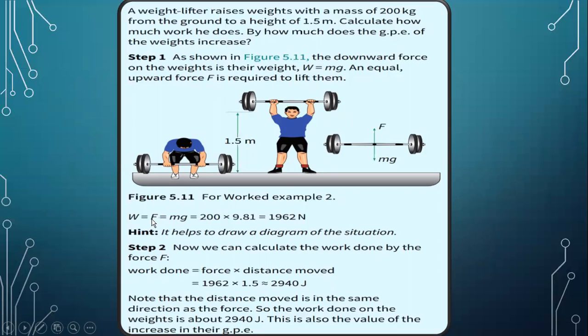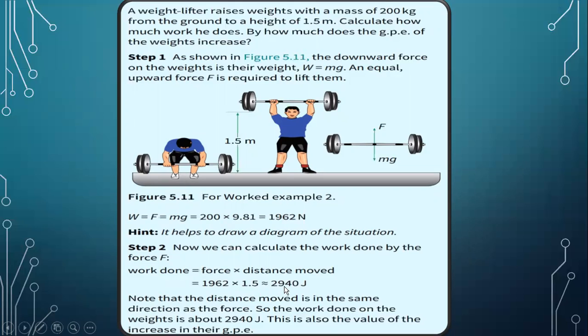Hence we can write this upward force equal to mg, where m is 200, g is 9.81. So upward force required is 1962 Newton. This is the required force to lift that object through a height of 1.5 meter. Now the work done is equal to the product of force and distance moved, where applied force is equal to the weight, 1962, and distance moved is equal to 1.5.